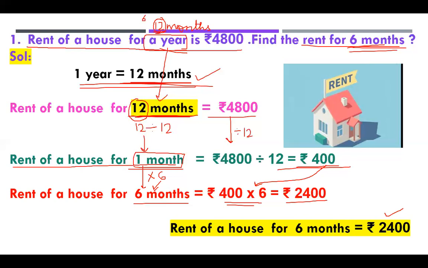If you are doing half of the months, then you have to halve this money also. By halving this money you will get 2400. You will get the answer directly there, but you have to use the unitary method over here. That's why we have written the statements. That's why we have converted to 1 month, then we have got the solution for 6 months, right?